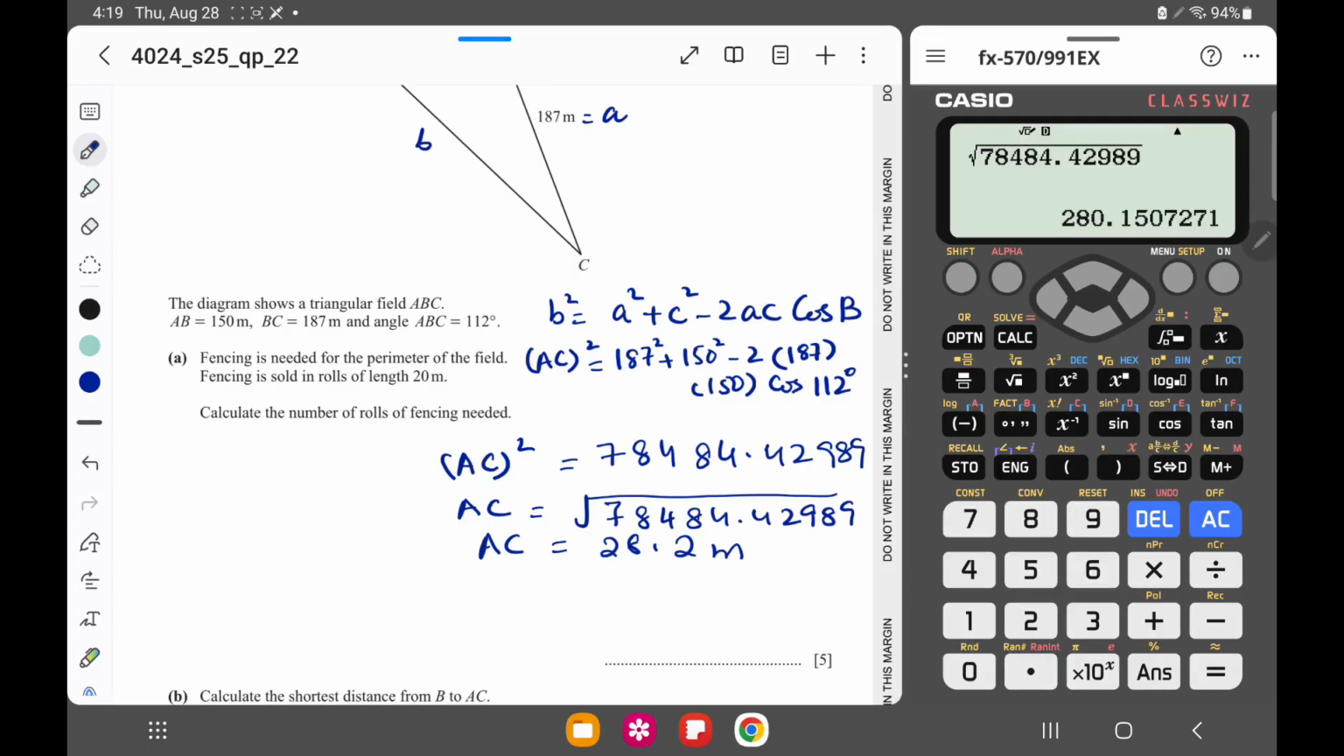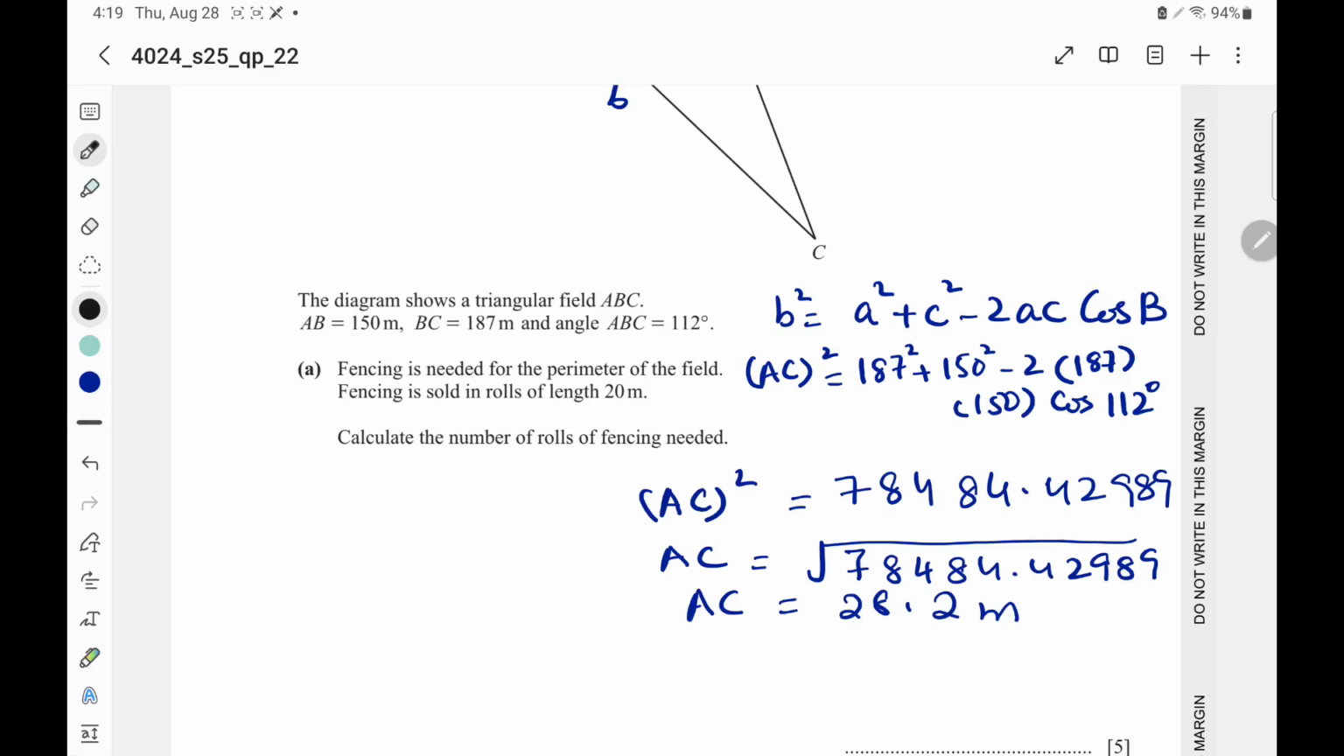First of all, you calculate how much is the perimeter, and then we divide by 20 to get the number of rolls. So I'm calculating and writing down the answers directly. The perimeter, or the total length, is 150, 187, and the third length is 28.2 meters. So the total length is 617.2 meters required, and in a roll they have 20 meters. So how many rolls are required?